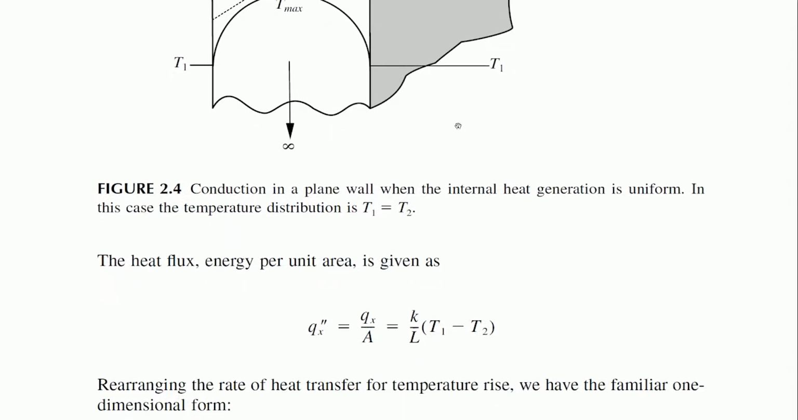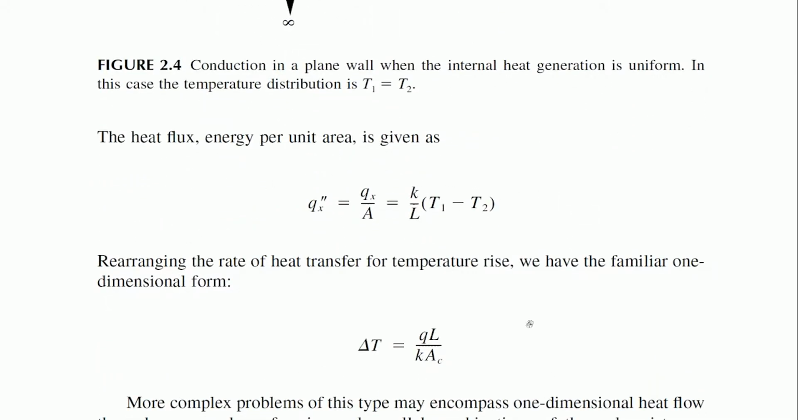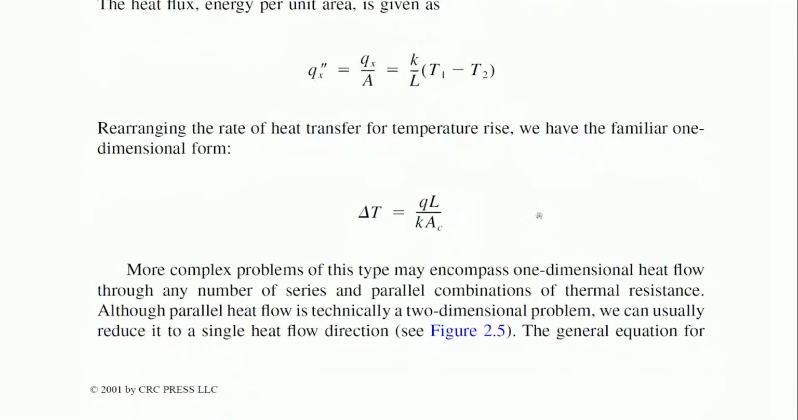When internal heat generation is uniform, all this stuff is given here. Rearranging the rate of heat transfer and temperature rise, everything has been reduced to a very convenient L by K into A. Problems of this type may encompass one dimensional heat flow, though any number of series and parallel combinations of thermal resistance. Parallel heat flow is technically a two dimensional problem. We can reduce it to a single heat flow direction.